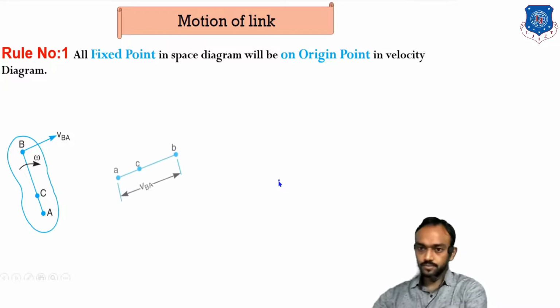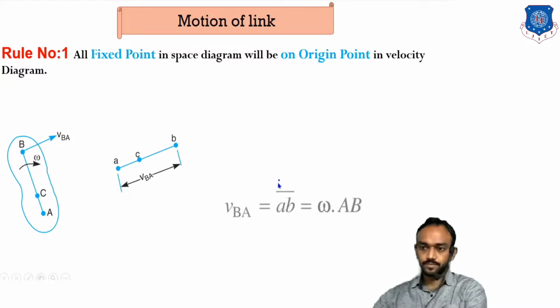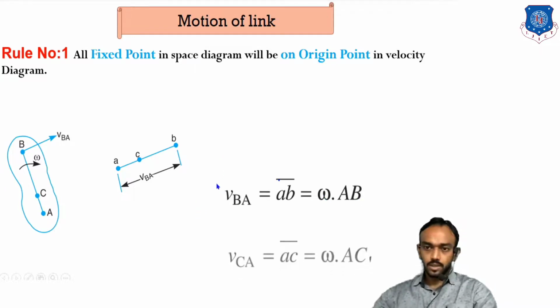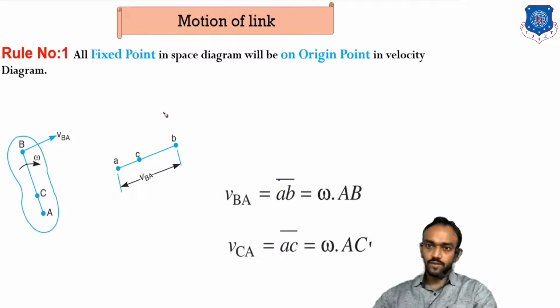And that's how we complete the velocity diagram. Okay. So you can find the velocity diagram. Velocity of B with respect to A is omega into AB. And you can also find the velocity of C on the same link. You just have to measure this distance AC. So omega into this distance will give the velocity of C with respect to A.